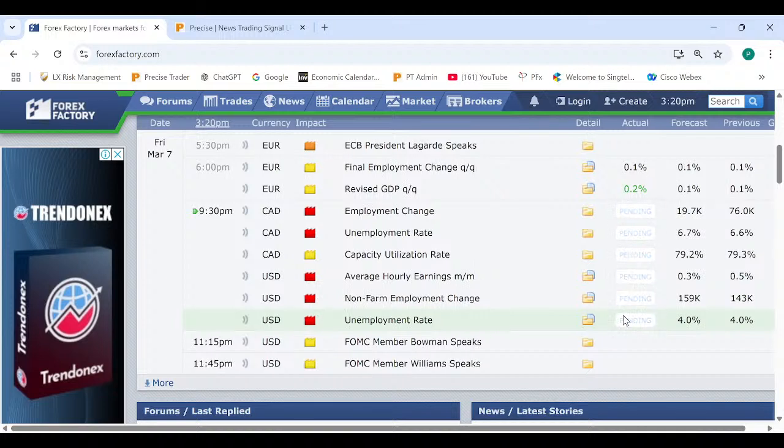Okay, the data is going to be out. Non-farm payroll came out slightly bad, which we were expecting. Then Canadian unemployment rate was better. Employment change was bad. Average hourly earnings came out the same, and unemployment is bad. So we have two bad data, which means the dollar should be sold.